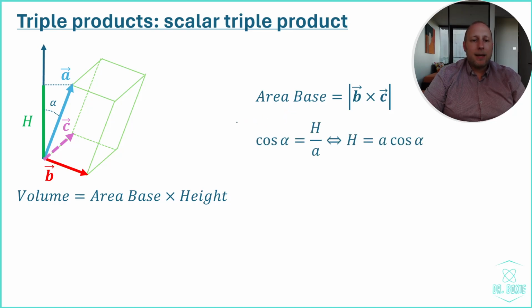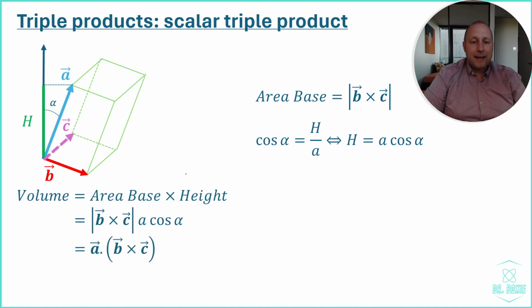While the height can be calculated because we have a right triangle again, created by the green line, the blue line, and the dotted line on top of it. And in this right triangle, the cosine of alpha is the adjacent side divided by the hypotenuse, which is h divided by a, meaning that the height h can be calculated as a cosine alpha. If I plug all of this into the formula for the volume, I get the area of the base, which is the magnitude of b cross c, times the height, which is a cosine alpha.